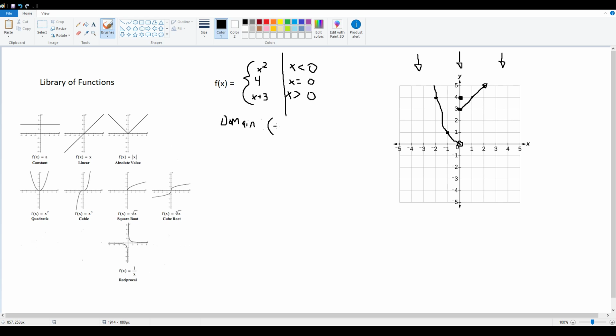So the domain will be negative infinity to infinity, and that is your domain.